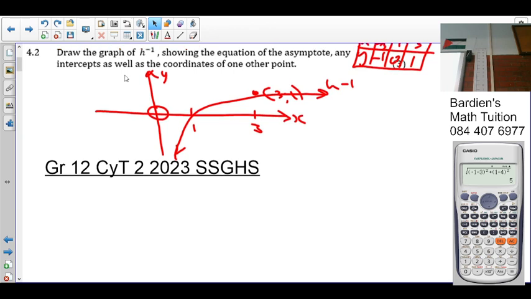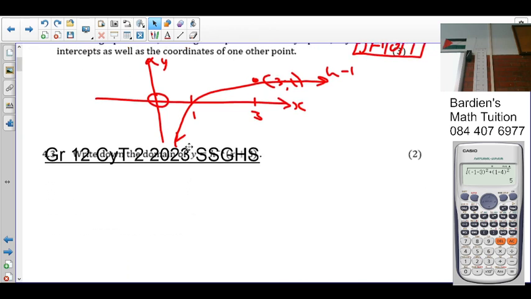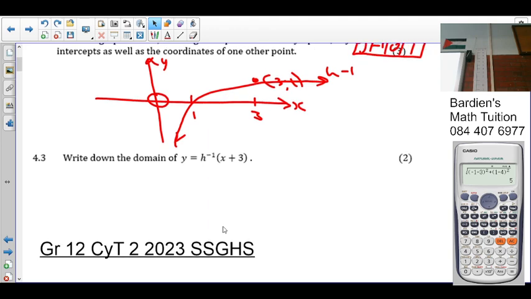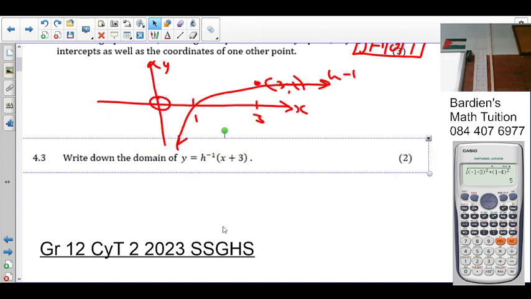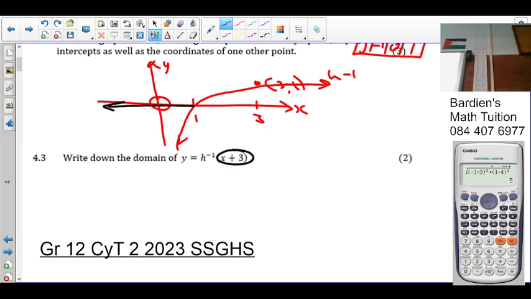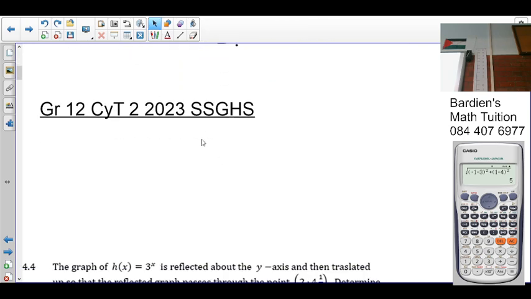Okay. 4.3, the question says, write down the domain of the inverse function. So currently the domain of this graph is x greater than 0. But if you look at minus 3 or plus 3, the graph is moving 3 units in that direction. Which means to say x is then more than negative 3, because the asymptote also moves 3 units in that direction. Okay. Let's look at the next question.